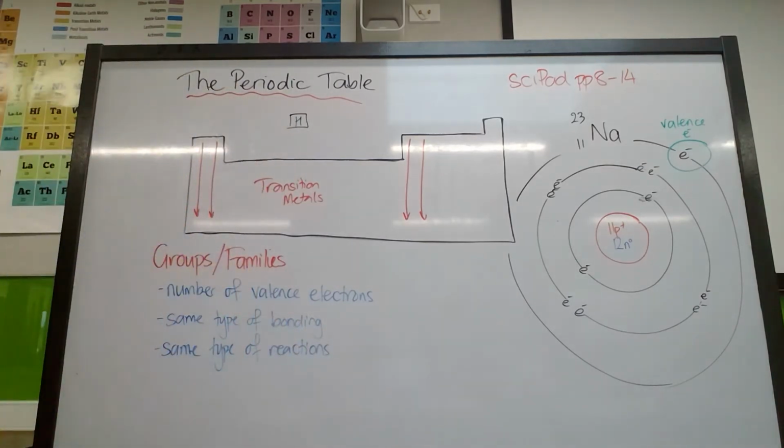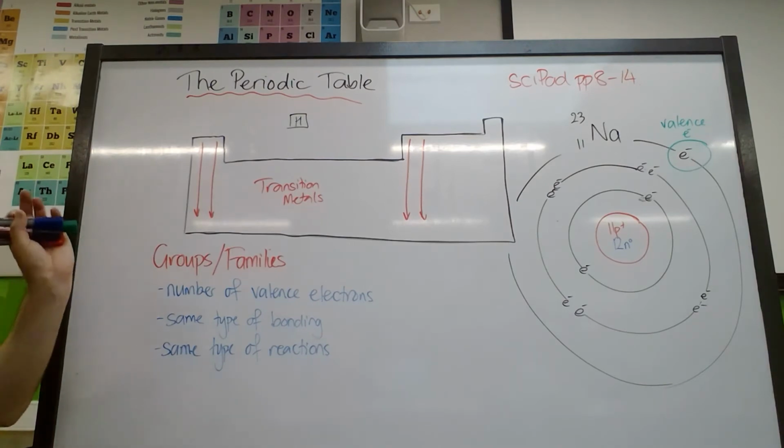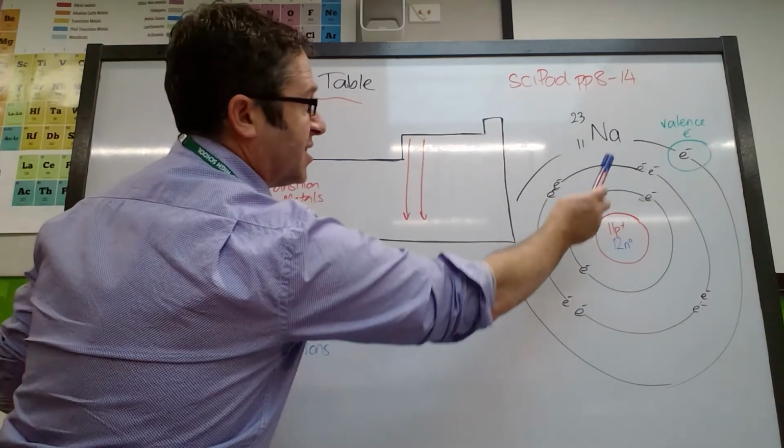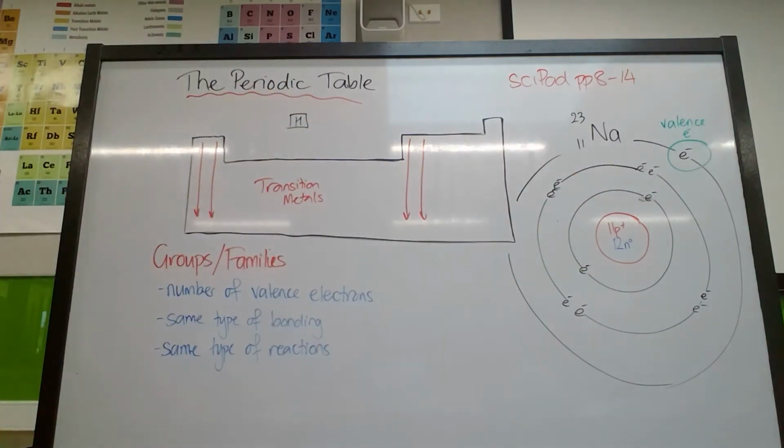So this is why we often call it a family, because it's got similarities. For those who love their biology, the genes, as it were, are very similar. Well, the genes of an atom are its nucleus and its electron configuration. They are the instructions that code for the properties.